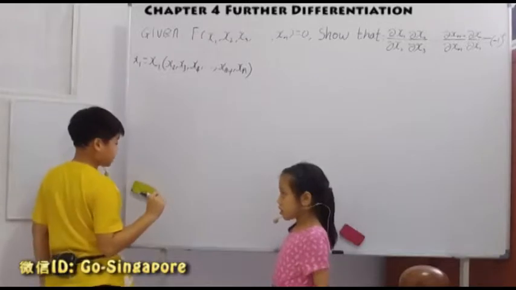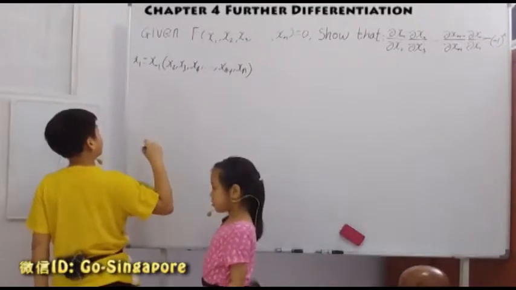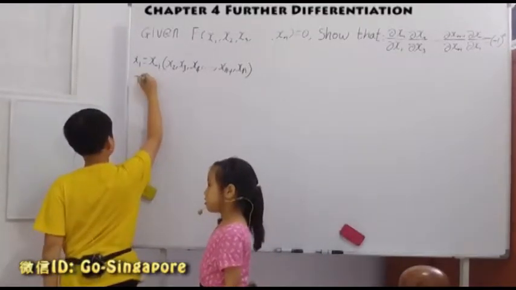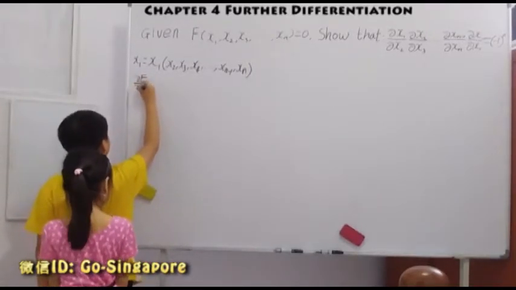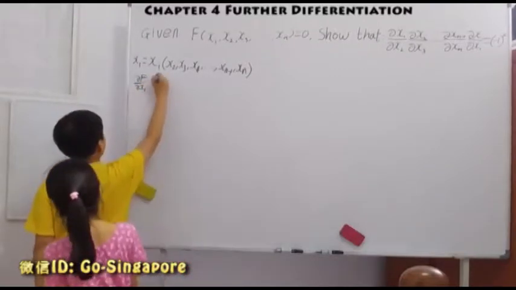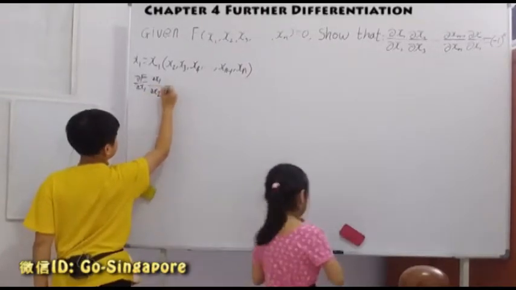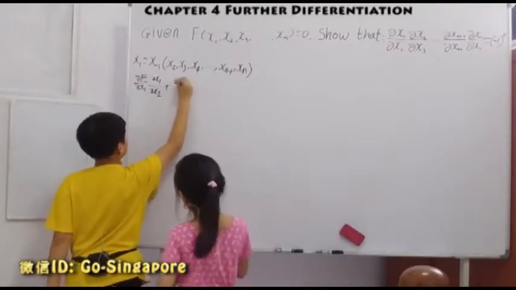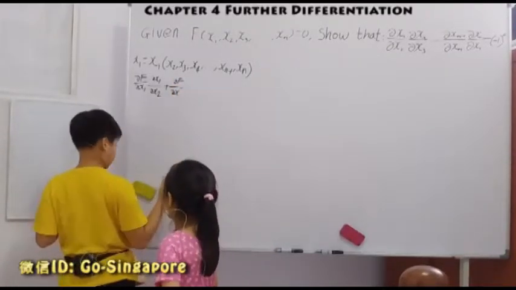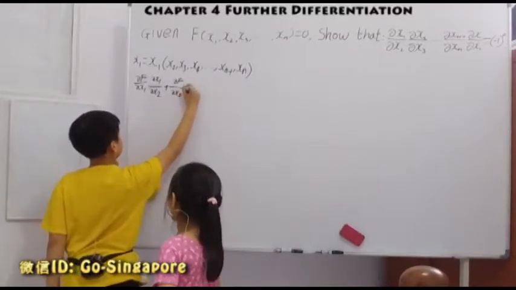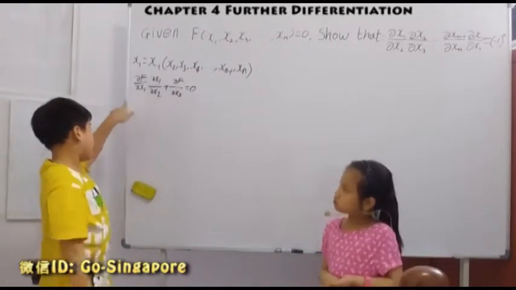So x1 we will need with respect to x2, am I correct? So with respect to x2, partial capital F over partial x1, partial x1 over partial x2, plus partial F with respect to x2 equals zero. So like this, move out, divide.